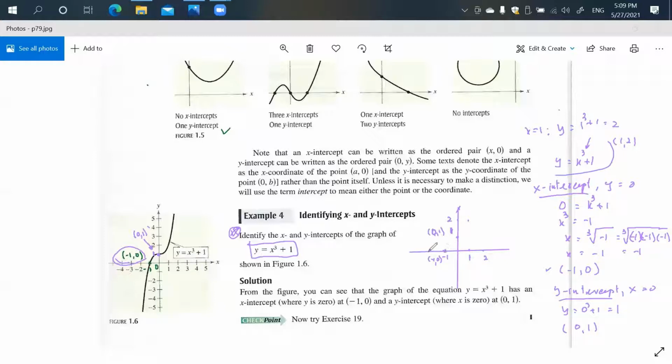Then down here you can represent one more point, negative 1, or rather negative 2. So replace this in the formula again. So y equals, if x equals negative 2, you replace x in x to the power 3. So negative 2 to the power 3 plus 1. Negative 2 to the power 3 is what? Negative 8, plus 1, so equals negative 7. So at this point we have coordinate x negative 2, y negative 7.